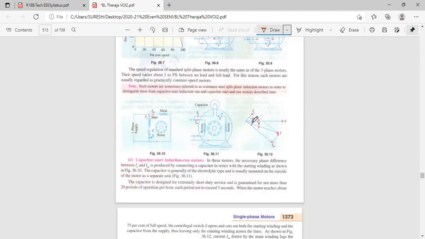So which one is efficient, capacitor start or split phase? Capacitor. That is the reason. See, in your house also, they are not using split phase. They are connecting one capacitor. Have you seen the capacitor in your ceiling fan? If you have not seen, you can see that the capacitor is connected inside the ceiling fan.